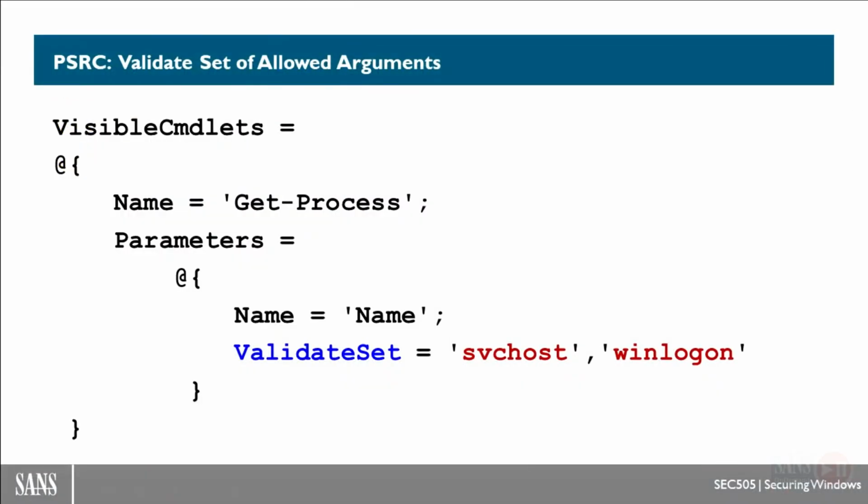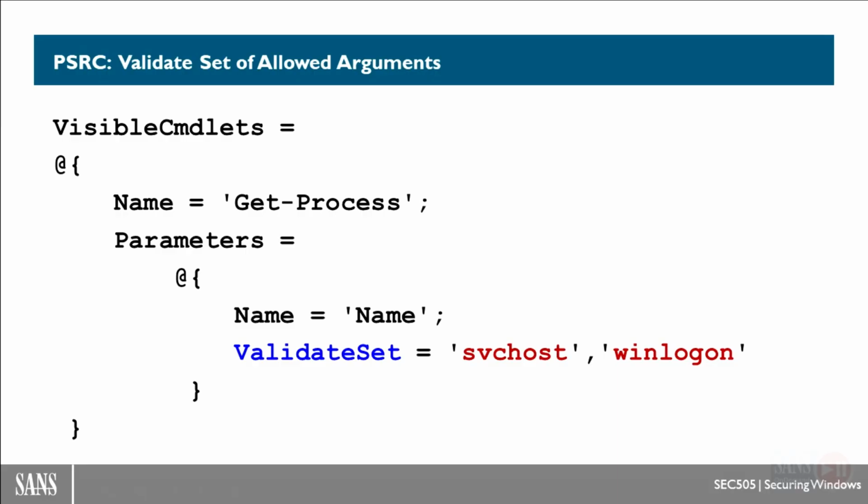And what are the arguments that we want to allow into this parameter? Validate set is a list of all the legal or allowed arguments. So this means you can run get process, but the only parameter you can use is the -name parameter, and the only arguments you can pass in are svchost and winlogon. If you try to pass in any other argument or use any other parameter, well then the command will be blocked.